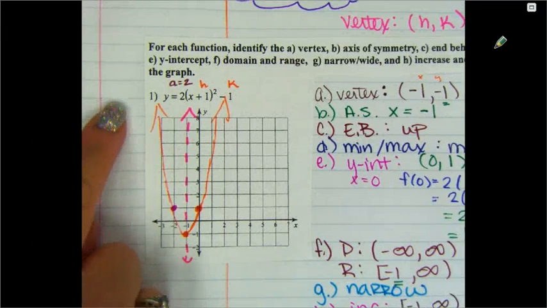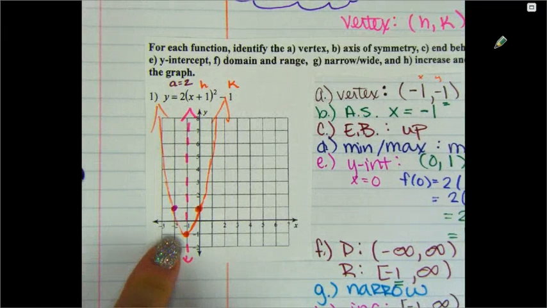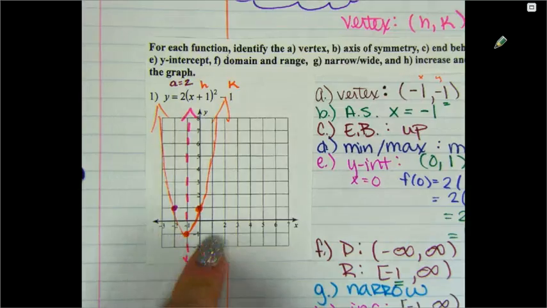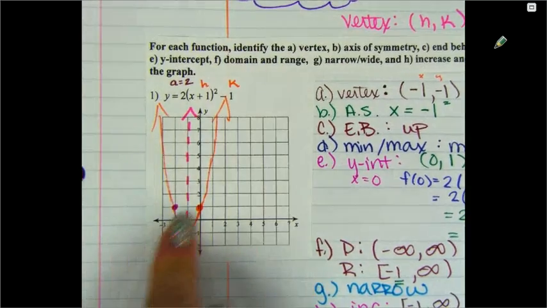Because you're coming from over here to -1. Your height is decreasing versus going up, down, and up.